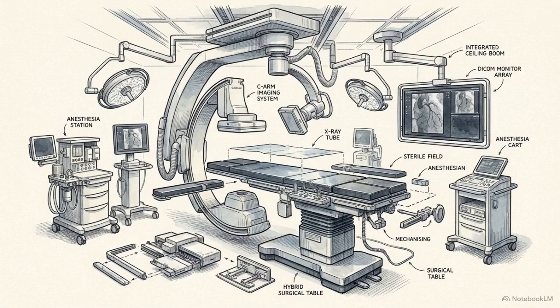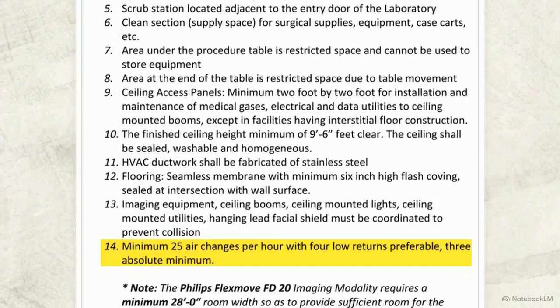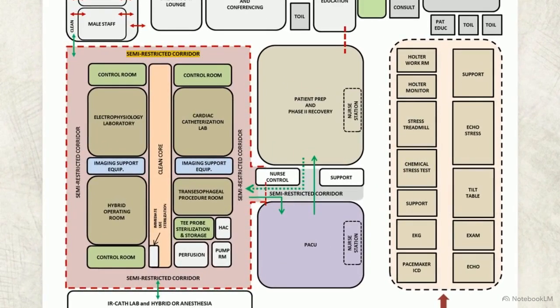In a modern cardiovascular hybrid operating room, patient survival is a routine expectation. Look at the structural mandates for this space. The architectural checklists demand lead-lined walls, doors, and window frames, paired with a minimum of 25 dedicated air changes per hour. This floor plan shows how the suite is physically isolated from the rest of the hospital. Semi-restricted corridors and dedicated clean cores lock the surgical environment away from general traffic to maintain strict infection control.